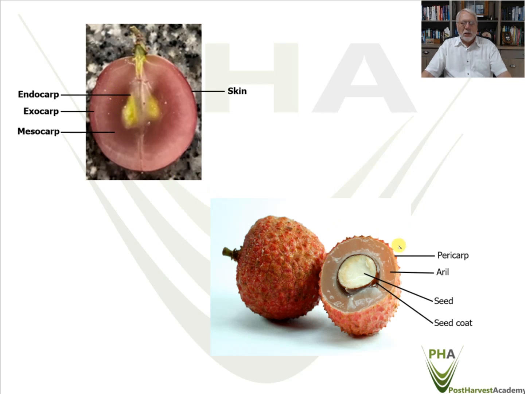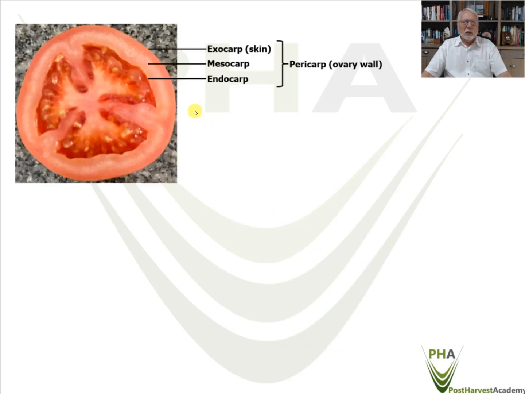In lychees, the hard outer shell develops from the pericarp. The edible part is an extra structure that surrounds the seed. It's known as the aril. In tomatoes, the exocarp forms the peel of the tomato, and the wall of the tomato develops from the mesocarp. The inner layer that surrounds the locules develops from the endocarp.